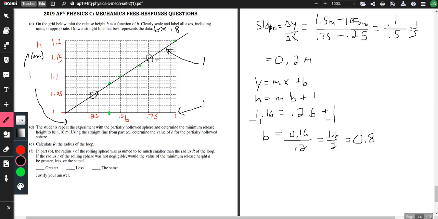So this was a 2-point question. It was 1 point for doing all this part, taking the slope and then realizing that you had to set that equal to the equation for a line. And then 1 point was for this answer of 0.8.